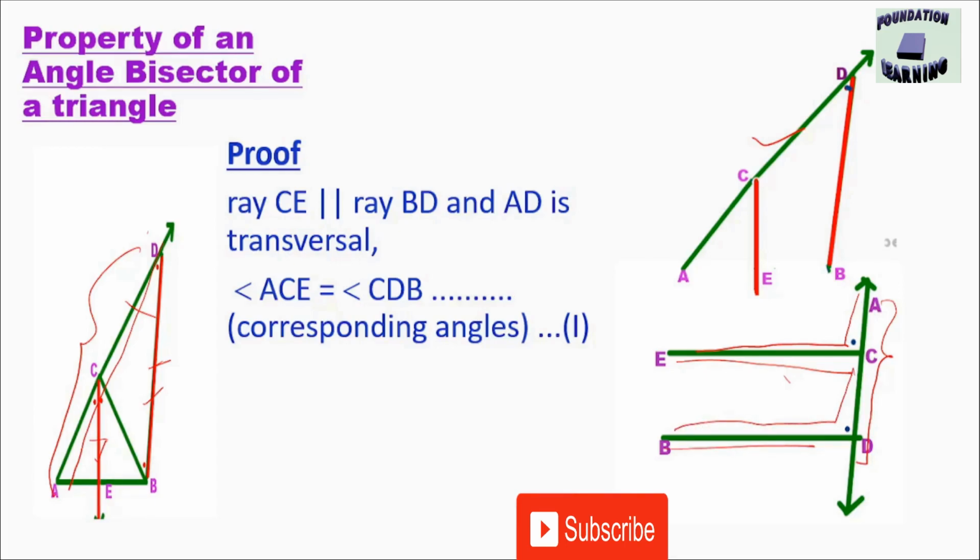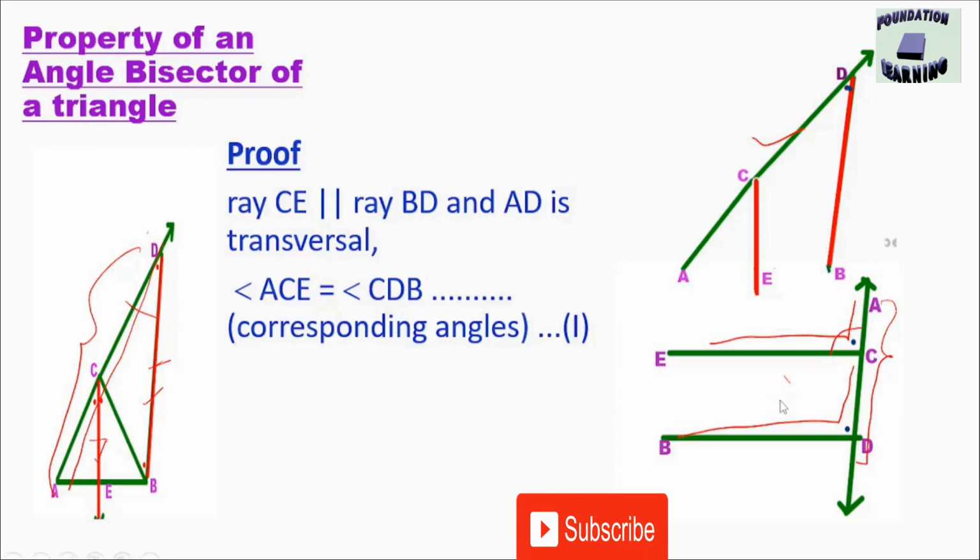Because they are corresponding angles. So what were corresponding angles? Of the many types we have learned, these are on the same side, both above the parallel line. So here we have the first angle, ACE, and the second corresponding angle is CDB. Now we have found that these two angles are congruent.